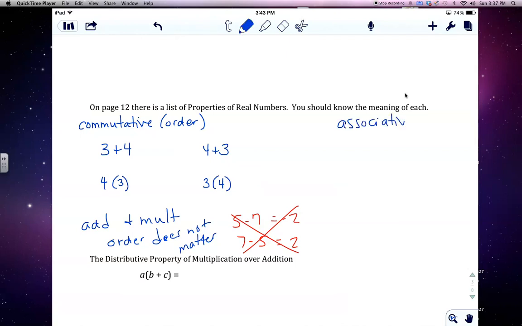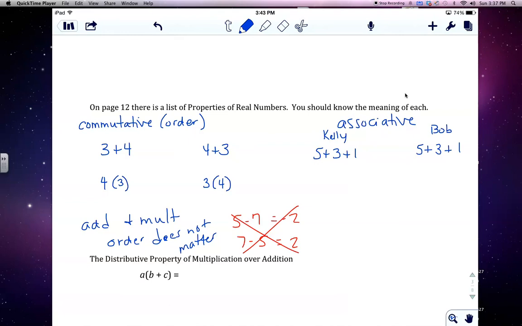Now, page 12 goes over that. The associative property says that grouping doesn't matter. So let's look at a problem, and I'm going to look at it two different ways. Let's say I have the problem 5 plus 3 plus 1. Let's say I have Kelly here, and I'm going to have Bob here.